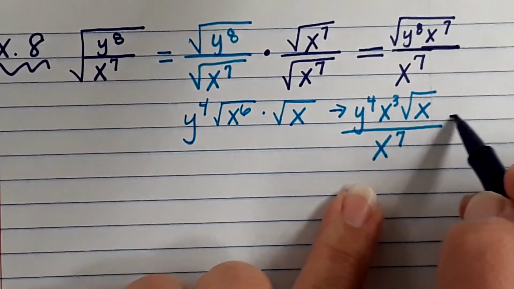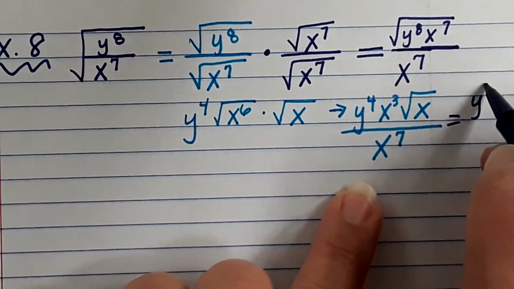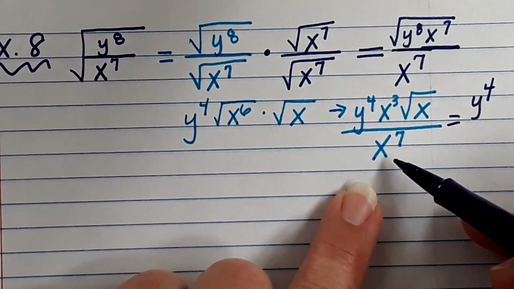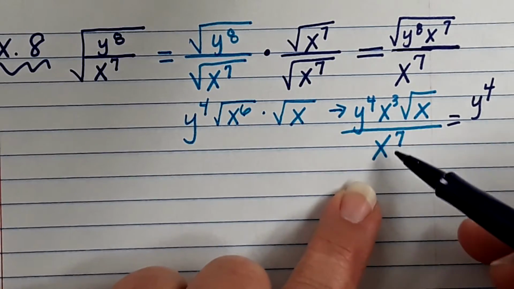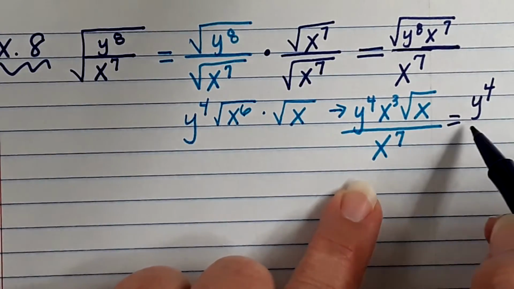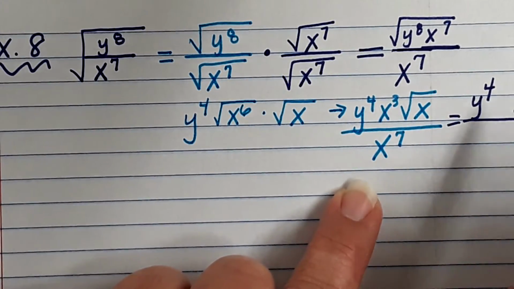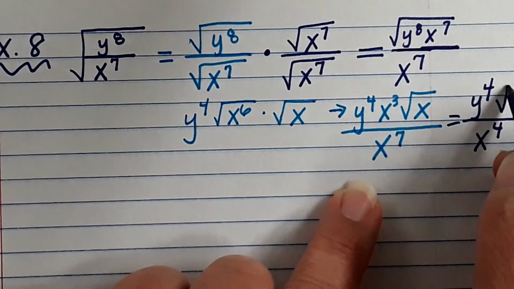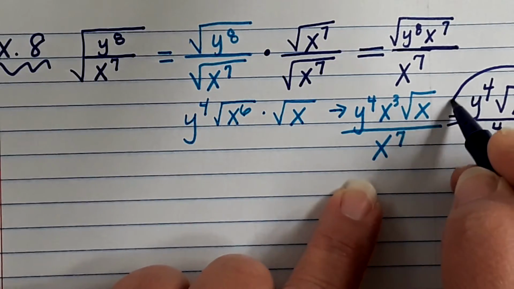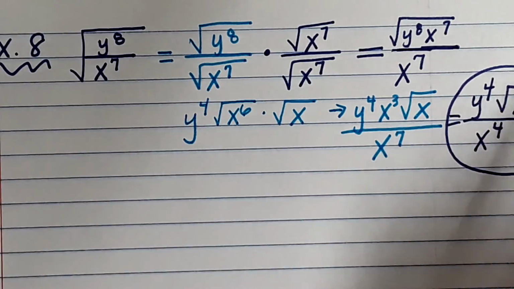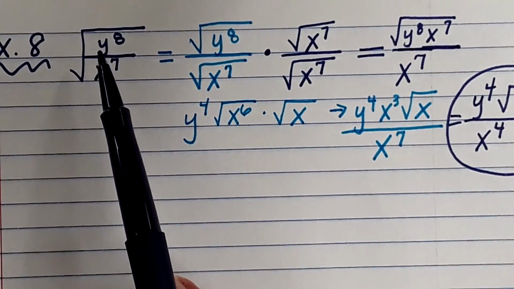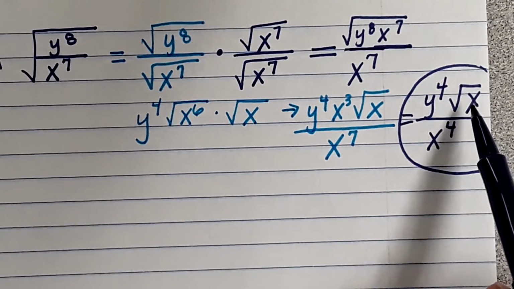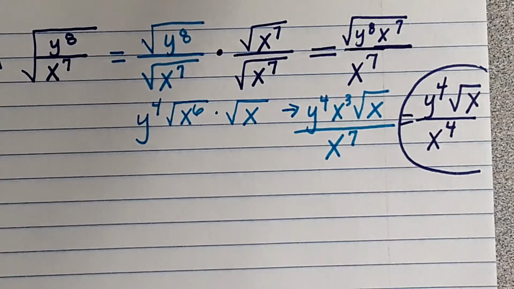There isn't anything to reduce the y to the 4th with, so we're going to leave y to the 4th. But look, we have x to the 3rd over x to the 7th. Well, we can subtract the exponents. What is 3 minus 7? Negative 4. Since it's negative, the x's are going to stay in the denominator, and then we have the square root of x. That is our final answer. So the square root of y to the 8th over x to the 7th equals y to the fourth square roots of x over x to the fourth.